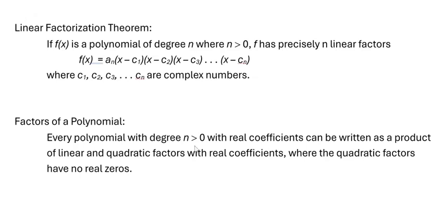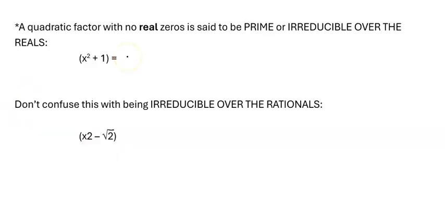So there is a rule that says every polynomial with degree n greater than 0 with real coefficients can be written as a product of linear and quadratic factors with real coefficients, where the quadratic factors have no real zeros. It's possible to do that. A quadratic factor that has no real zeros is said to be prime or irreducible over the reals.